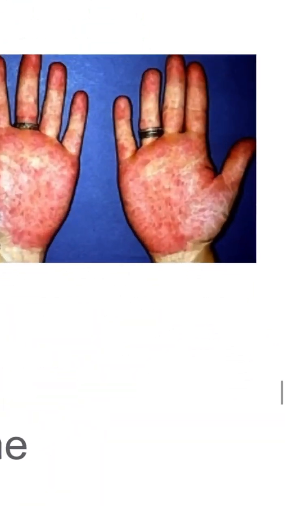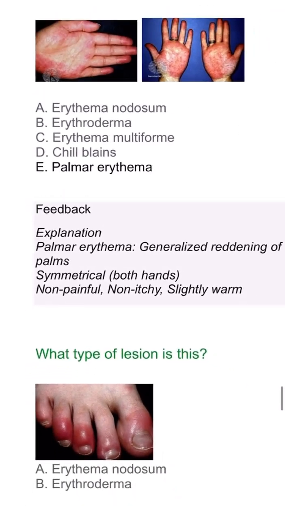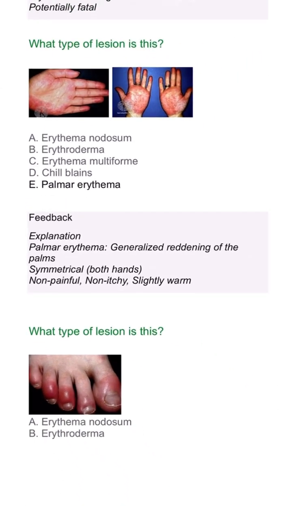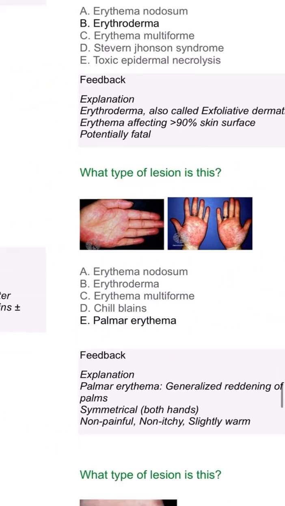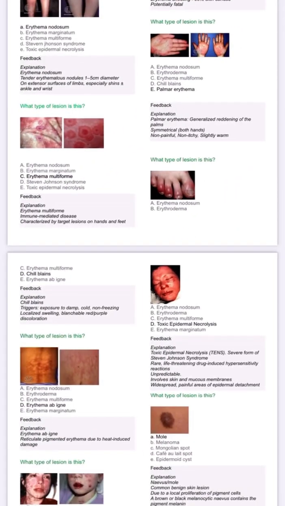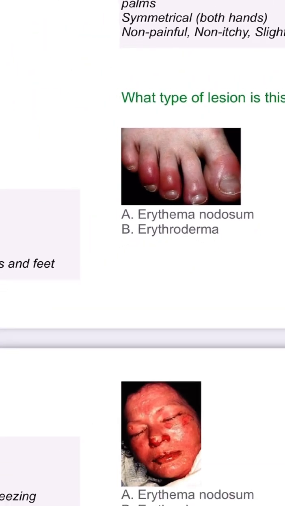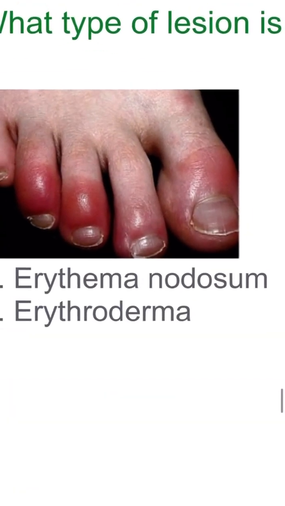What type of lesion is this? Palmar erythema. Generalized reddening of the palms, symmetrical on both hands, non-painful, non-itchy, slightly warm. They are common in hyperthyroidism and in pregnancy. Okay. What type of lesion is this? So chilblains. Chilblains are triggered by exposure to damp, cold, non-freezing conditions, with localized swelling and blanchable red papular discoloration. Okay, so chilblains.